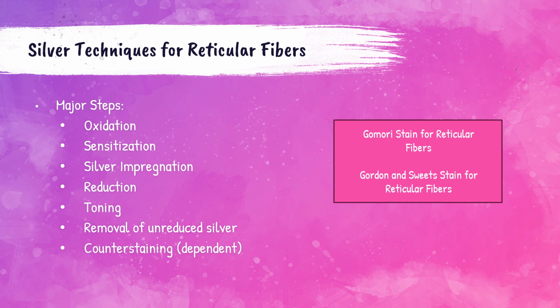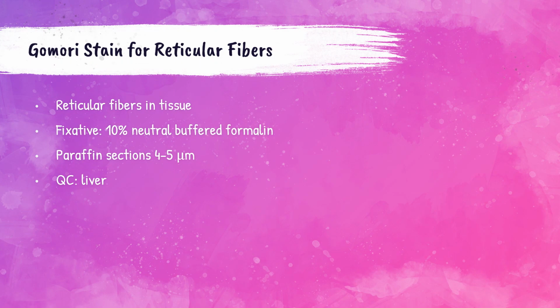So these steps all occur with silver techniques for staining reticular fibers. So now let's talk about those 2 silver techniques. The Gomori stain for reticular fibers is a silver technique that helps to show the reticulin present in tissue sections. This is particularly helpful in the diagnosis of certain tumor types.